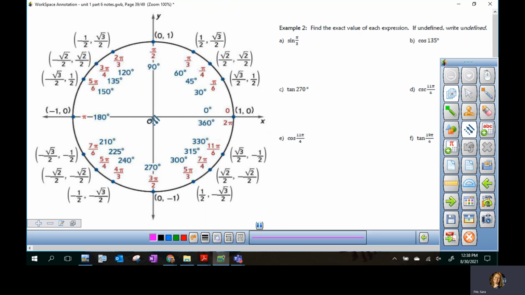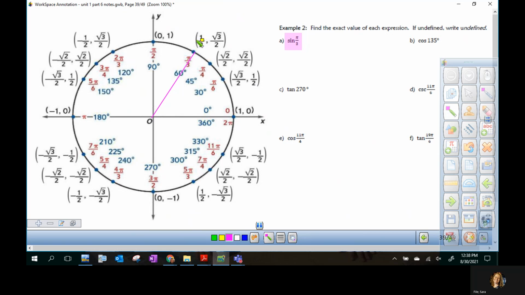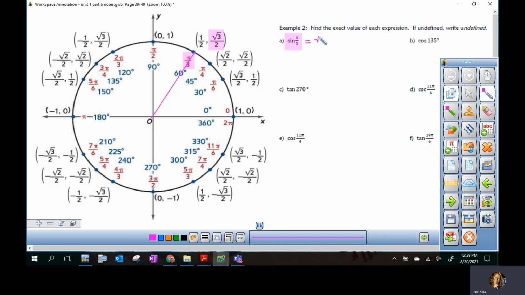So sine at pi thirds. So I'm going to say, okay, so pi thirds is right here. So at pi thirds, sine would be what? What does sine correspond to? The x or the y? It's the y. So at pi thirds, the y value is square root of 3 over 2. So my answer is square root of 3 over 2. So if I can have the unit circle filled out, I can use it to answer all these questions.